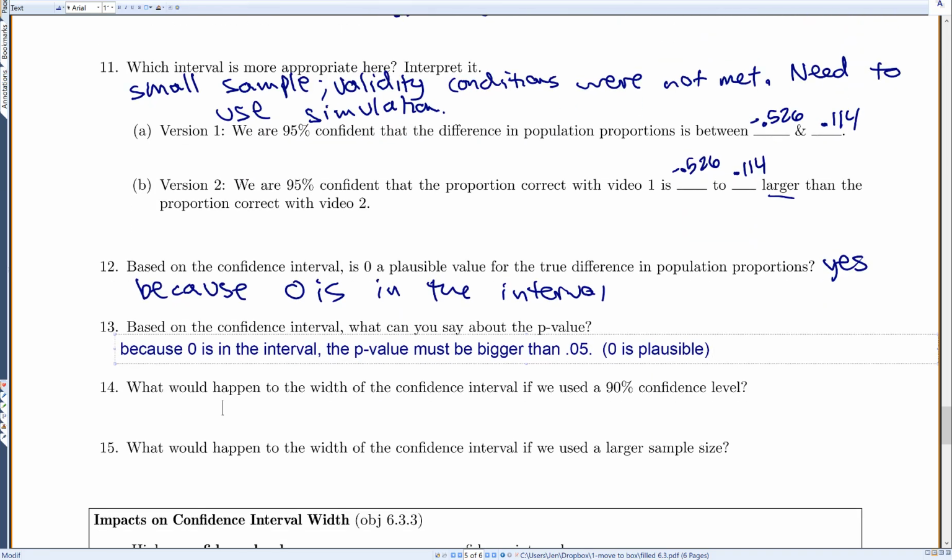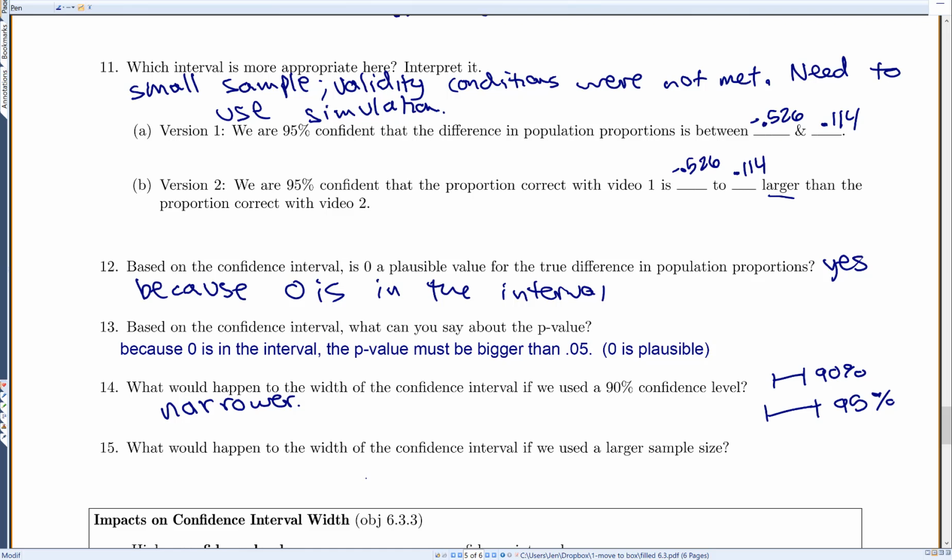Let's see. And for practice, what would happen to the width of the confidence interval if we used a 90% confidence level? So we know that if this was like 90%, then 95% has to be wider, right? So if we're going from 95% down to 90%, then it would have to be narrower. Okay. Sometimes she tells you to go from like 90% to 95 or from 95% down to 90%. So I like to kind of draw something like this, and then I can figure out what I should answer.